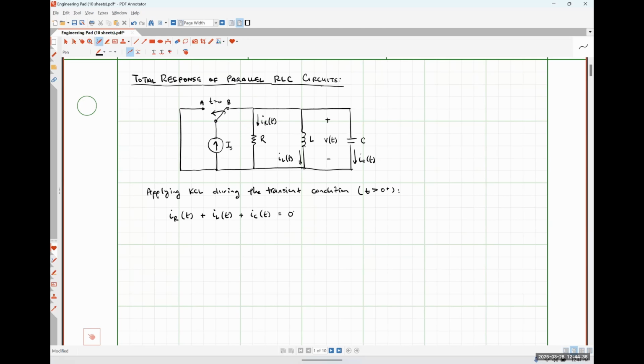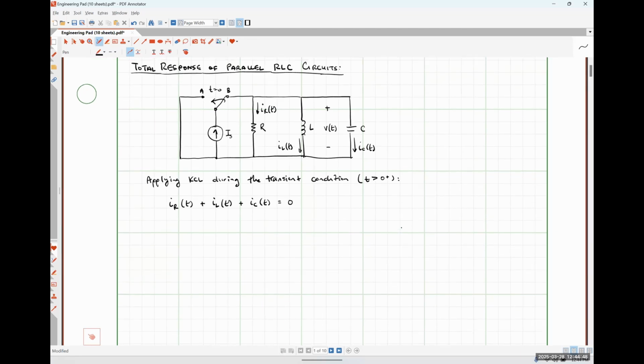Well, hopefully we know that we can express all 3 of those currents in terms of that common voltage V that is present across all 3 elements. So for our resistor, that's just going to be Ohm's law, right? So we would have a factor of 1 over R times V.